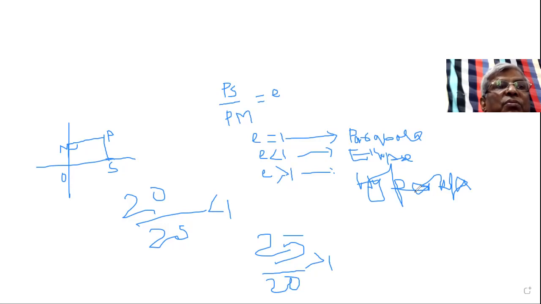I hope you have gone through this geometrical representation and illustration, which says something about the concept of parabola, hyperbola and ellipse, and the value of e, and how it plays an important role.